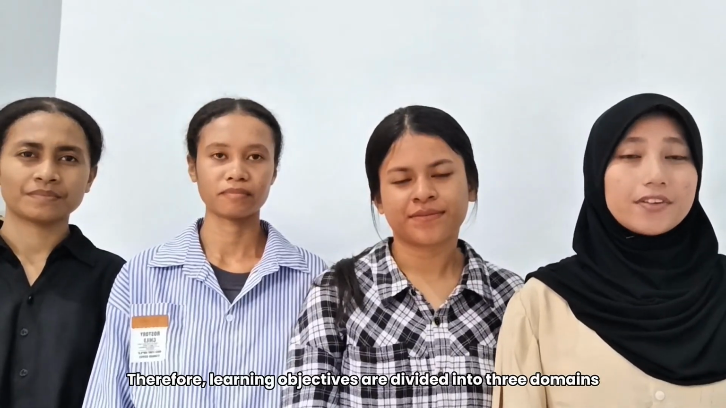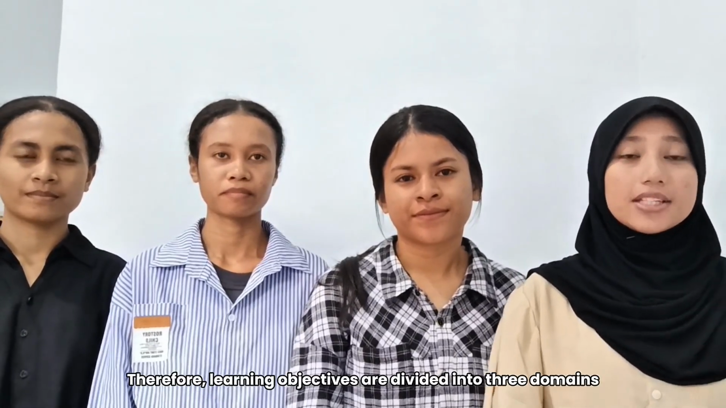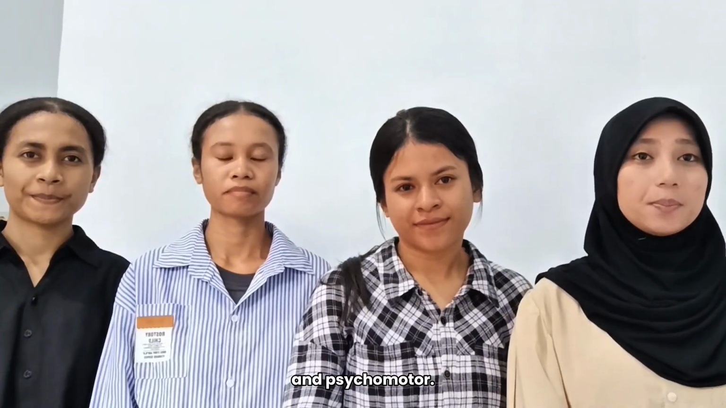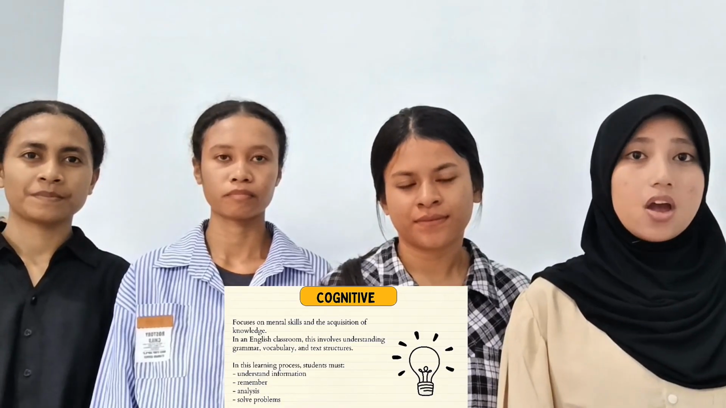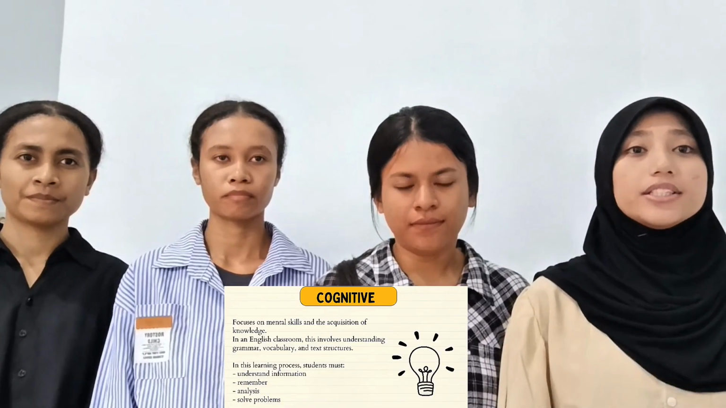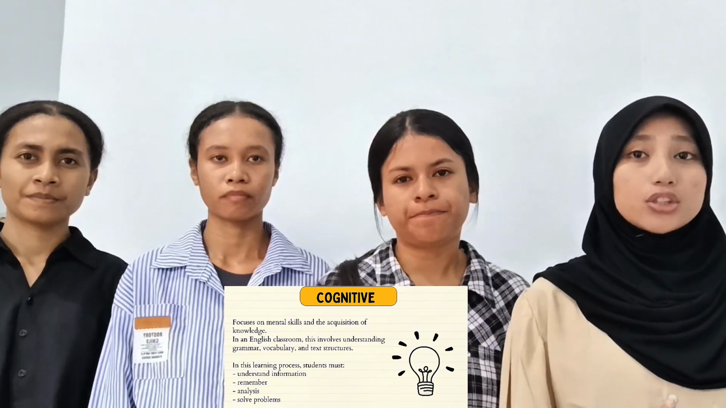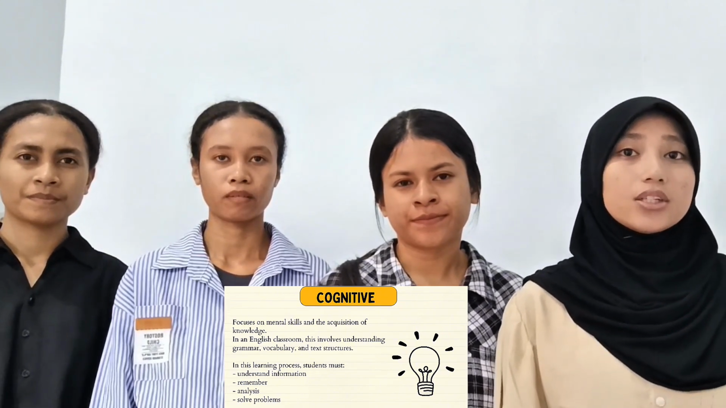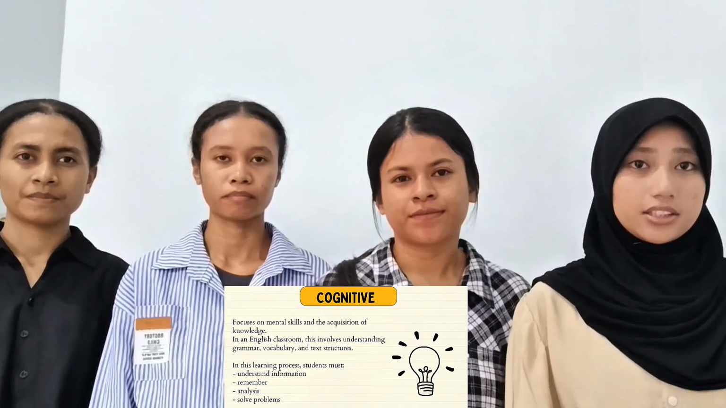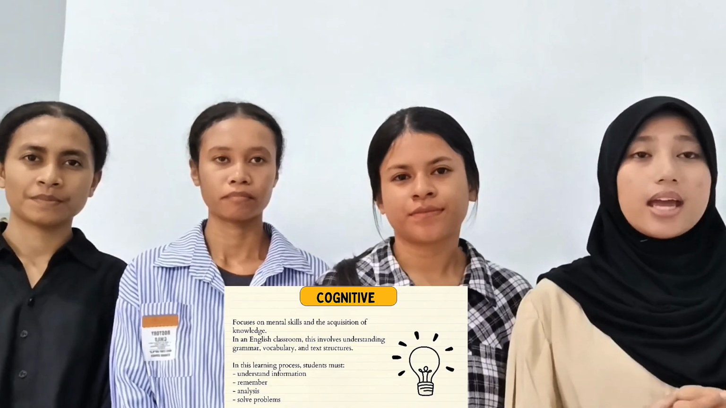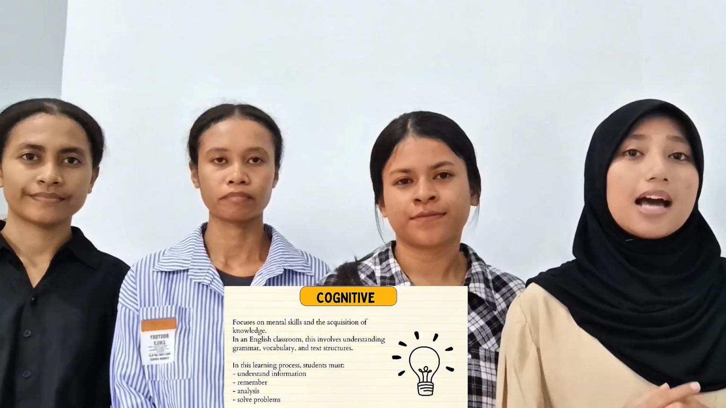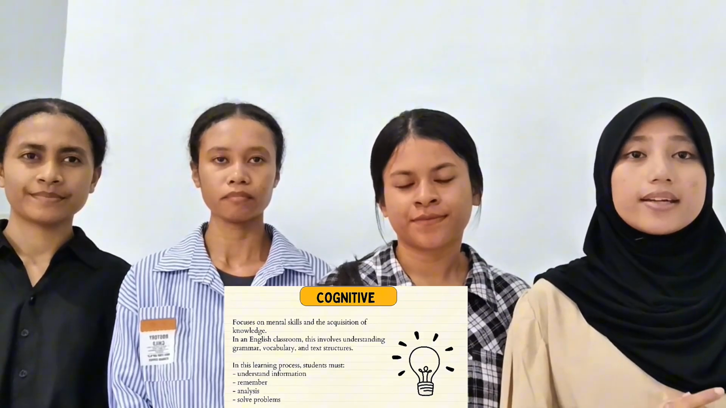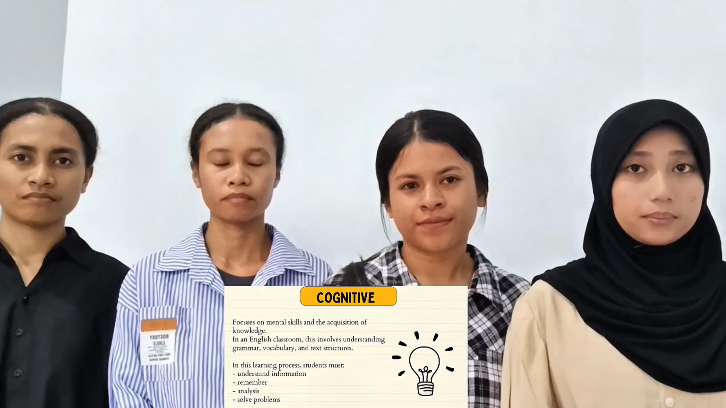Therefore, learning objectives are divided into three domains: cognitive, affective, and psychomotor. The first one is the cognitive domain. Cognitive refers to thinking abilities, where students can understand information, analyze it, and solve problems. The purpose is to develop critical thinking skills so that students can understand and use their knowledge. For example, students are asked to analyze vocabulary so they can understand its meaning and function.